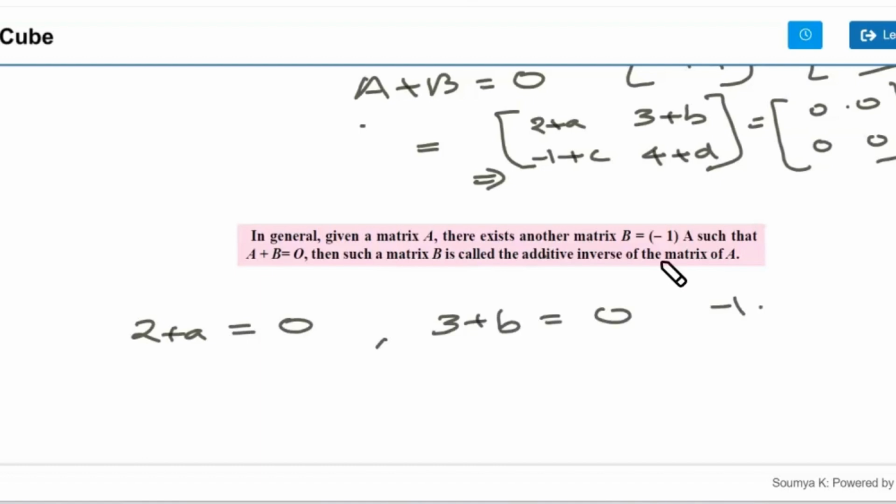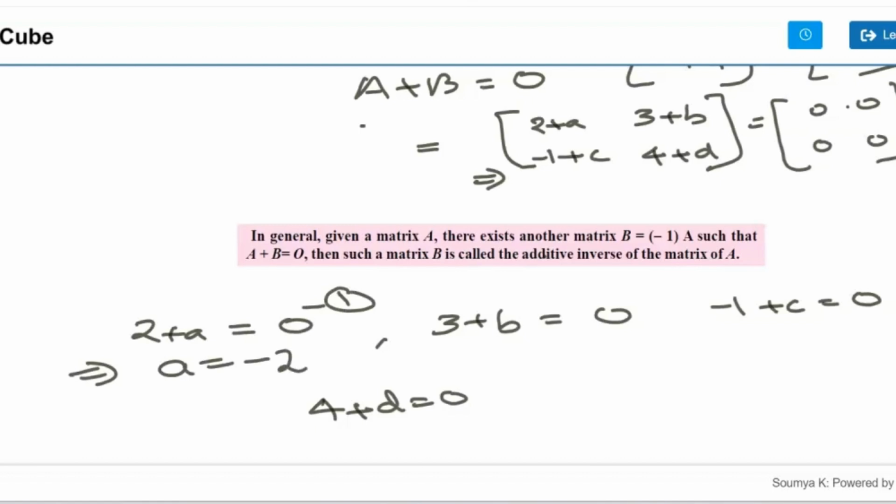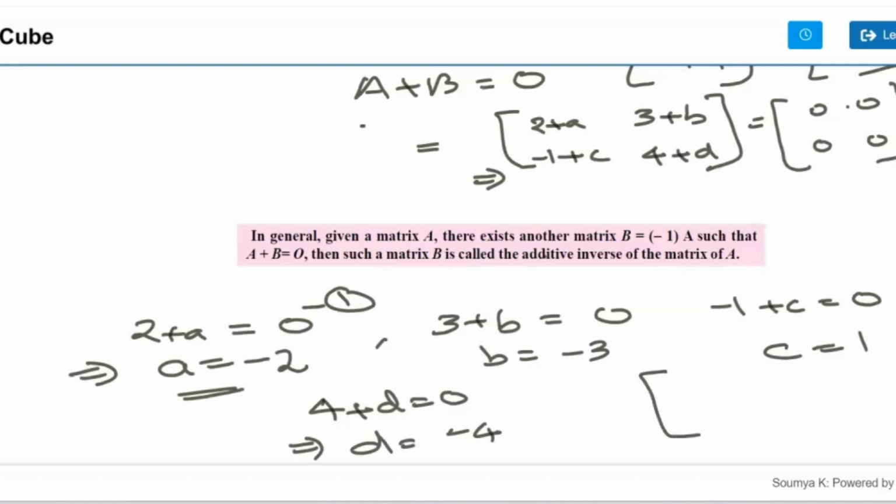After the matrices are displayed in front of you, we arrive at these equations where you get to solve each equation. So the first equation can be solved. A gives you minus 2 as the solution, B gives you minus 3, C gives you plus 1, and D gives you minus 4. These are the solutions. So let's arrange it, minus 2, minus 3, 1, and minus 4.